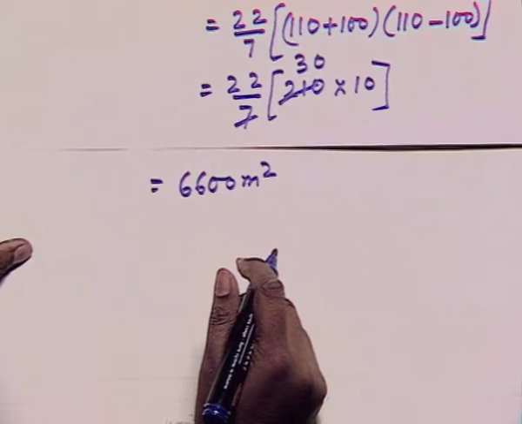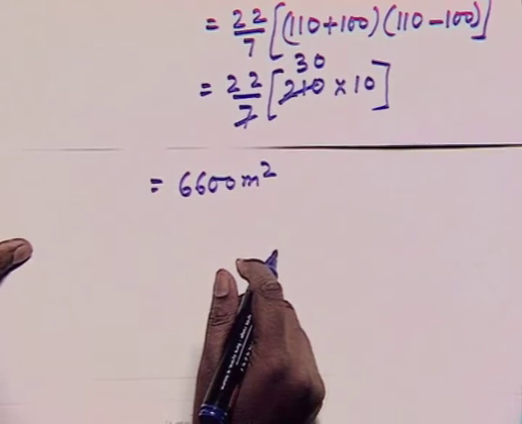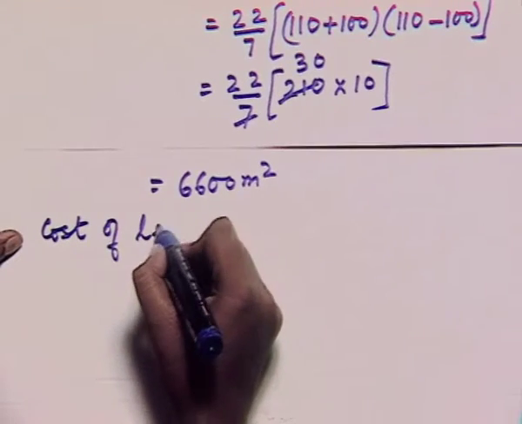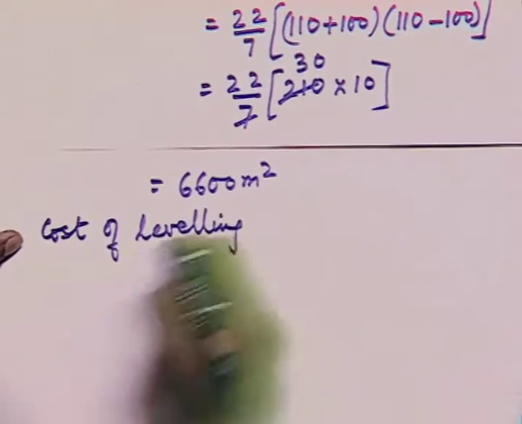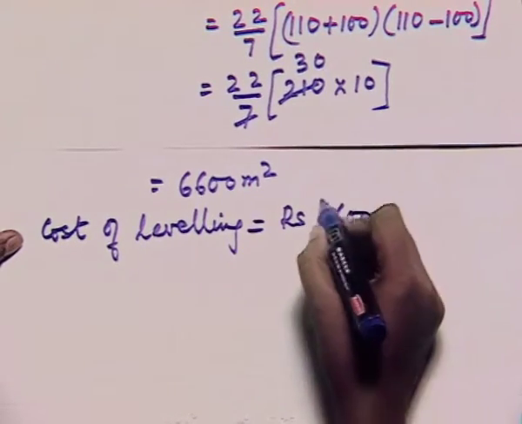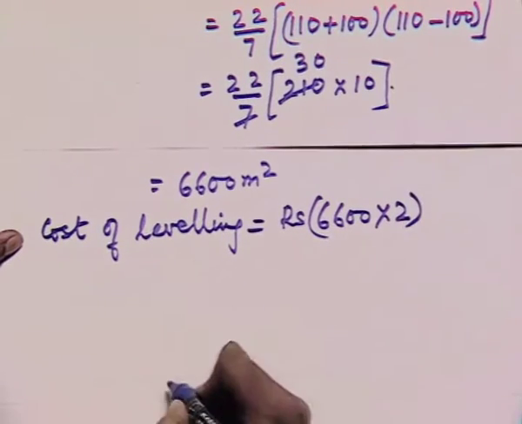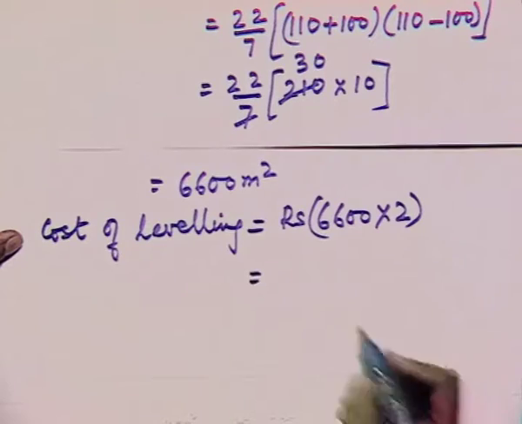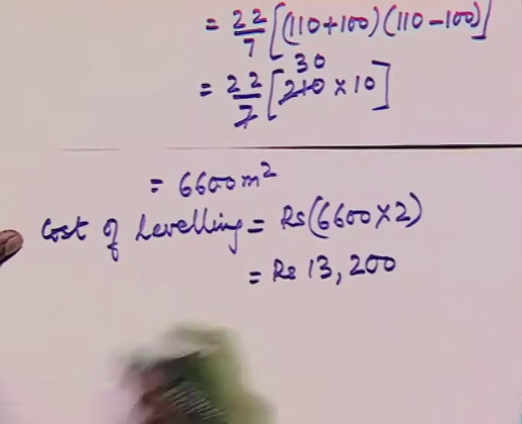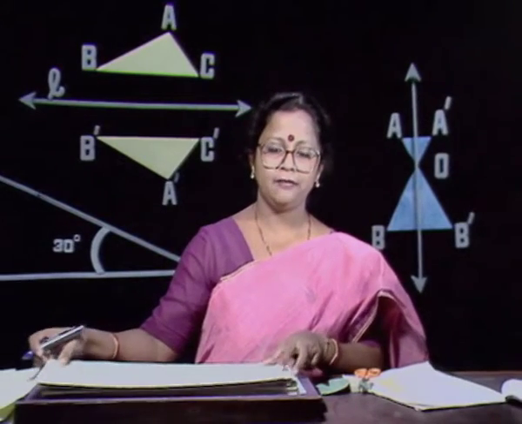Now, we have to find out the cost of leveling the road at the rate of 2 rupees per square meter. The total area of the road is 6600 meter square. So, total cost of leveling the road will be rupees 6600 multiplied by 2 rupees per square meter, which is equal to rupees 13,200. So, this is the total cost of leveling the road.